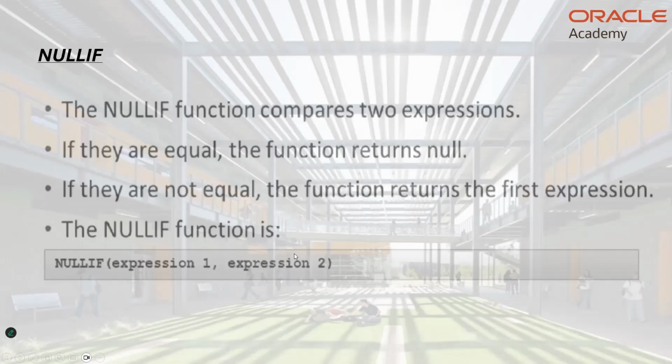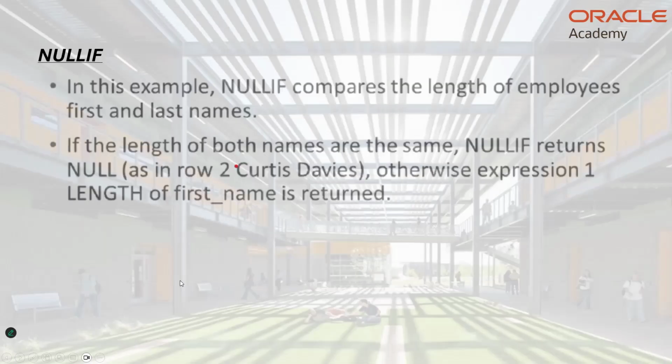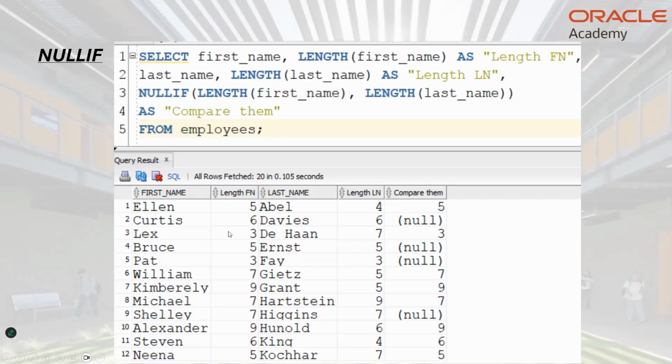Oh, I know these even give me a headache sometimes, but there are scenarios where you can use these, and it makes sense to use these. So in the example I'm going to show you, NULLIF compares the length of employees' first and last name. If the length of both names are the same, then NULLIF returns a null, as in Curtis Davies. Otherwise, expression 1, the length of the first name, is returned.